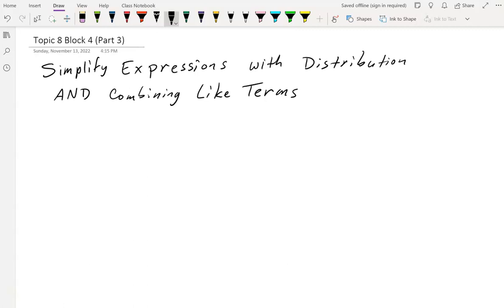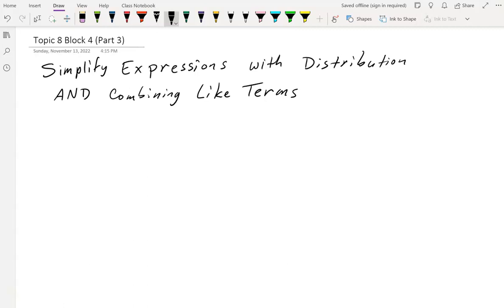You might remember that in the last two videos we looked at what expressions are and how to combine like terms. And then in the next one we talked about distribution and using the distributive property. And now we are going to combine those two skills into one, and we are going to be simplifying expressions that have distribution and combining like terms. It's going to be all kinds of fun. Buckle up because we're going to go right into it.